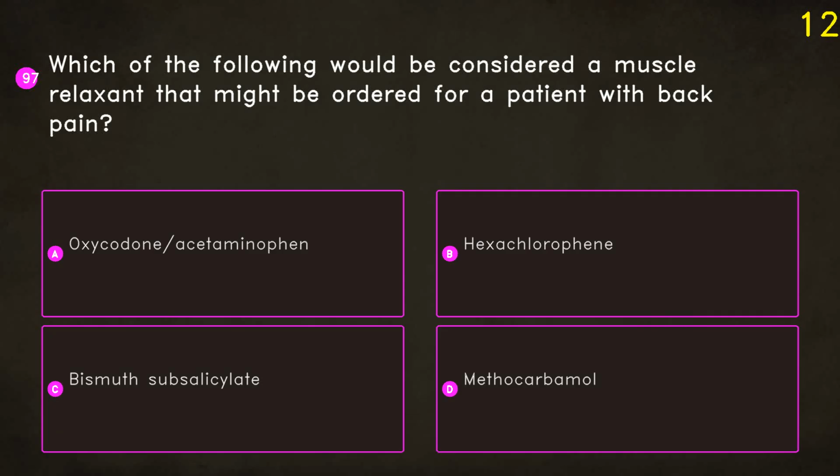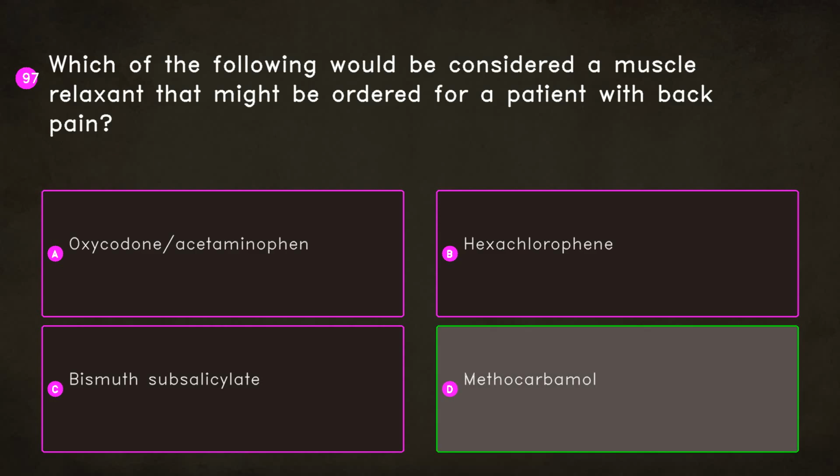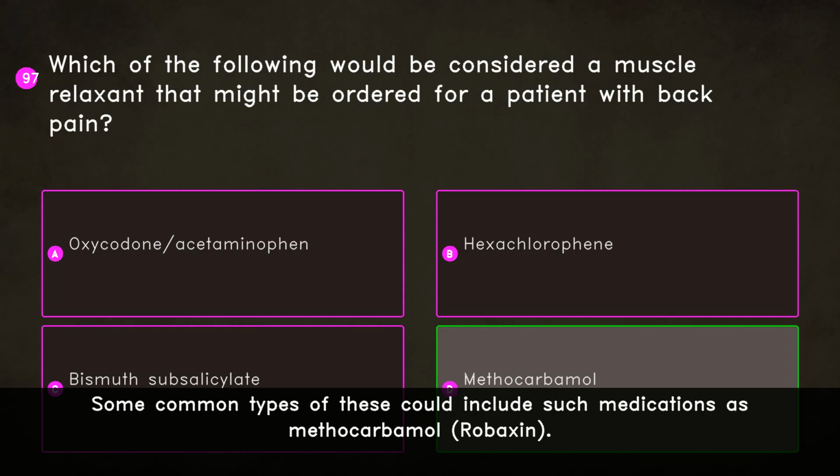Question 97. Which of the following would be considered a muscle relaxant that might be ordered for a patient with back pain? A. Oxycodone/acetaminophen. B. Hexachlorophene. C. Bismuth subsalicylate. D. Methocarbamol. The correct answer is methocarbamol. Some common types of these could include such medications as methocarbamol, Robaxin.